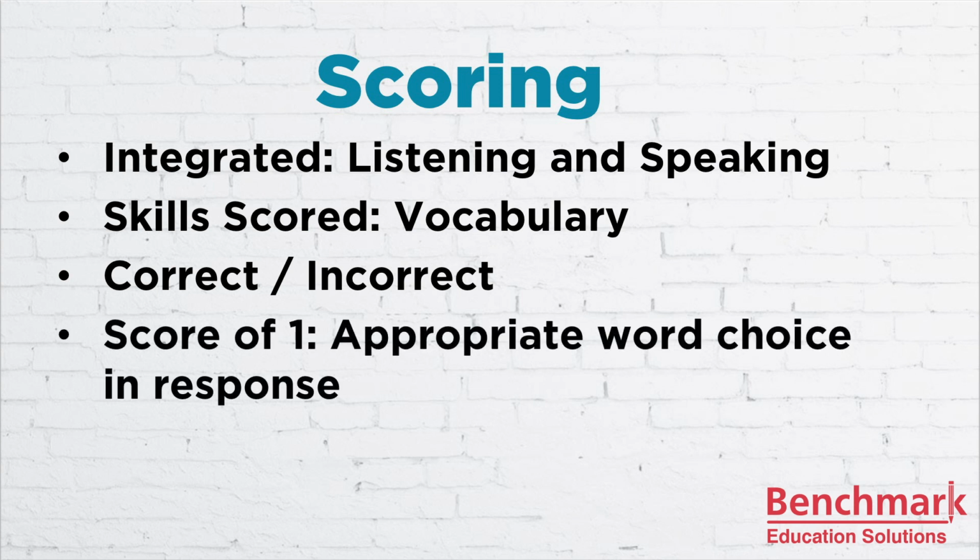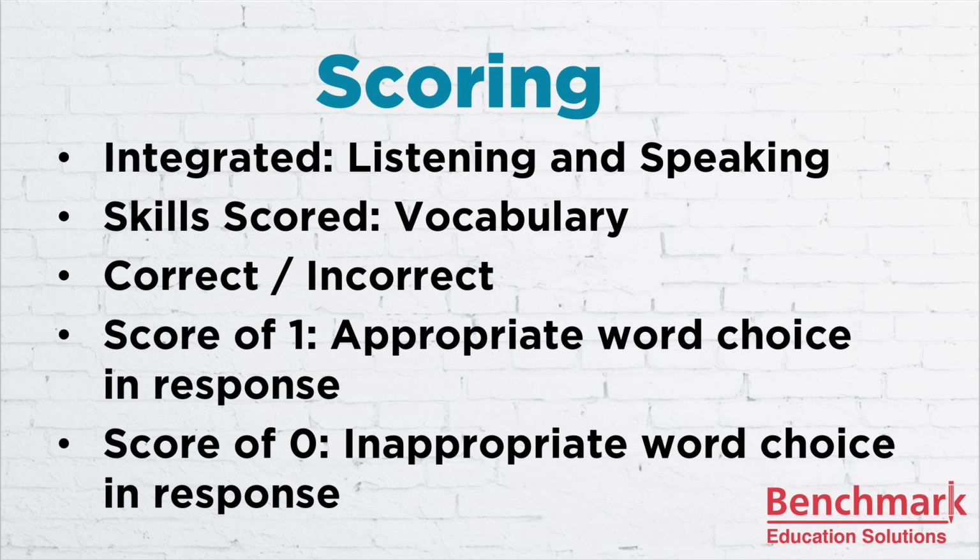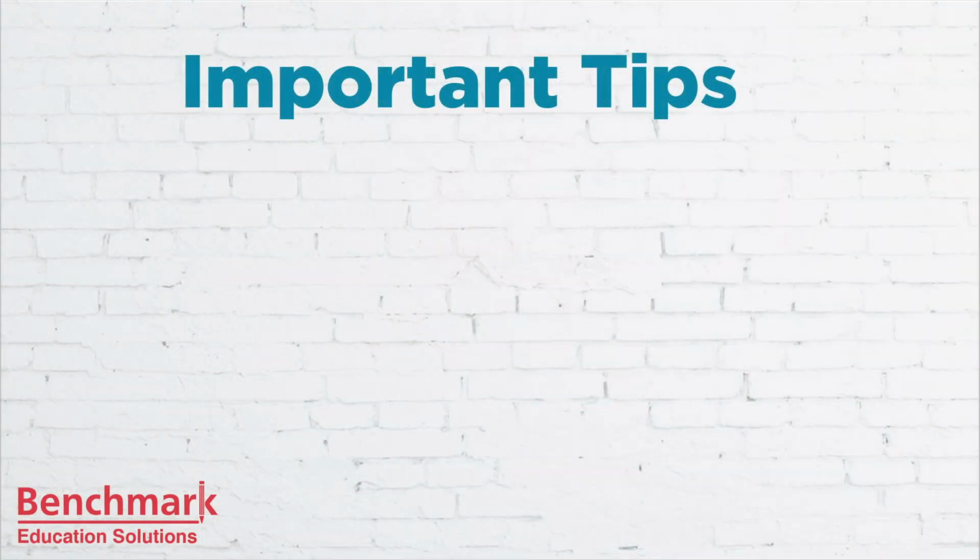If your answer includes the appropriate word choice, you would earn 1 point. If your answer doesn't include the right word or words, you don't earn any points. So basically, you get 0 points for incorrect answers and 1 point for correct answers. This might seem like an easy question type, but there are many things to keep in mind, especially when you're practicing. Here's some important things to remember.